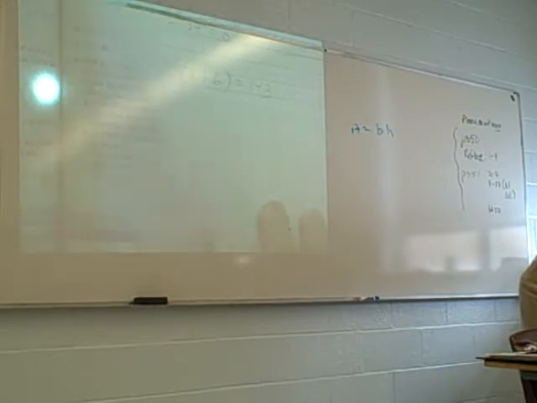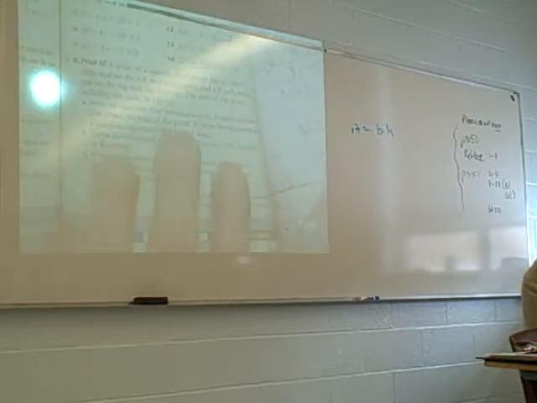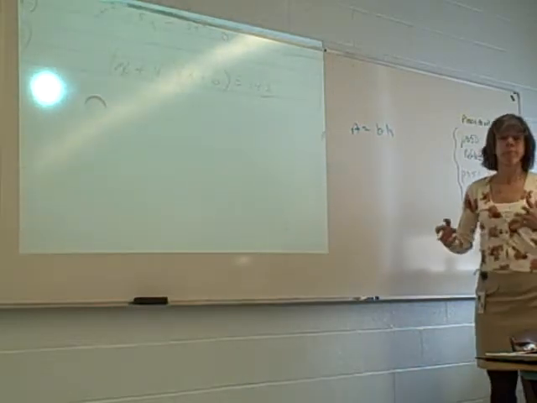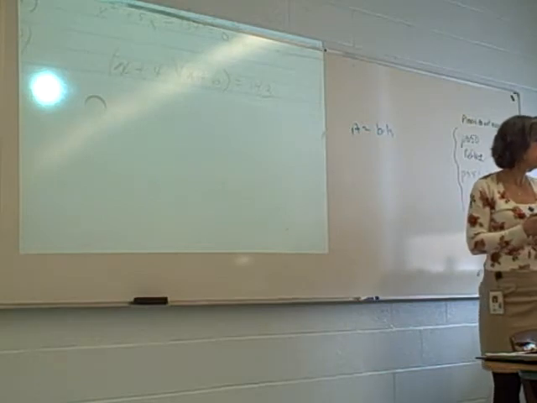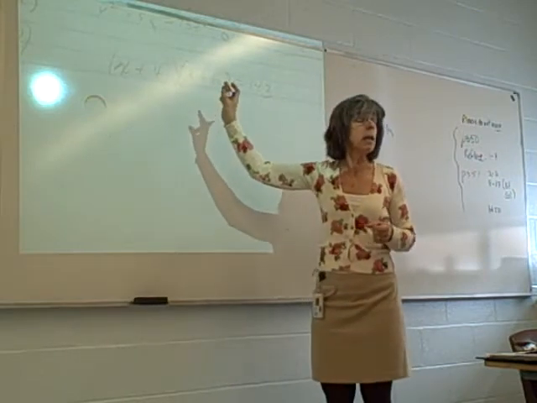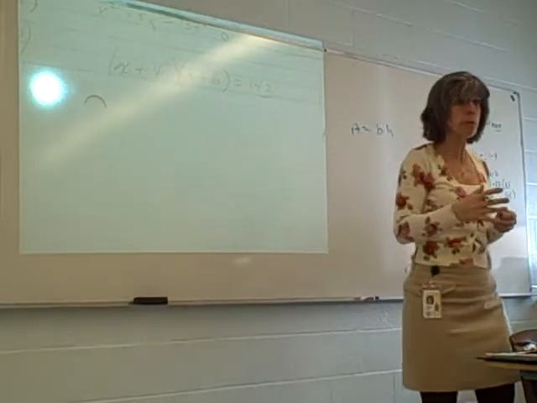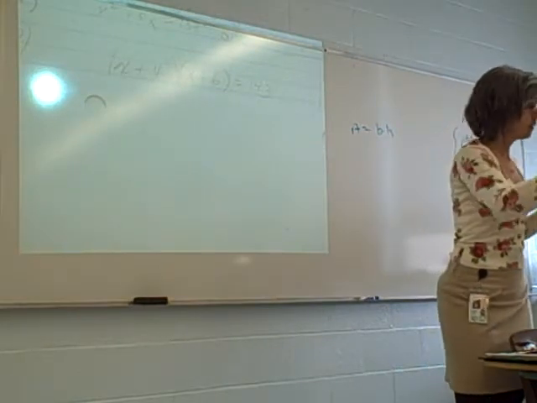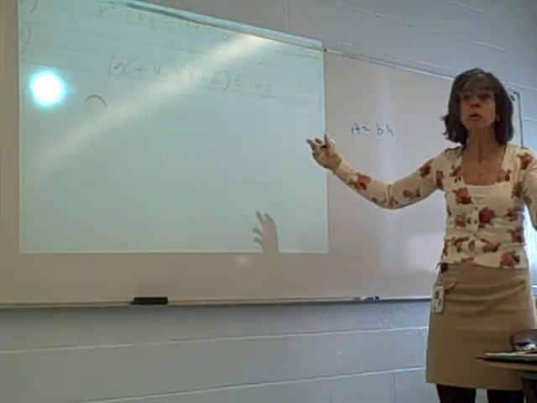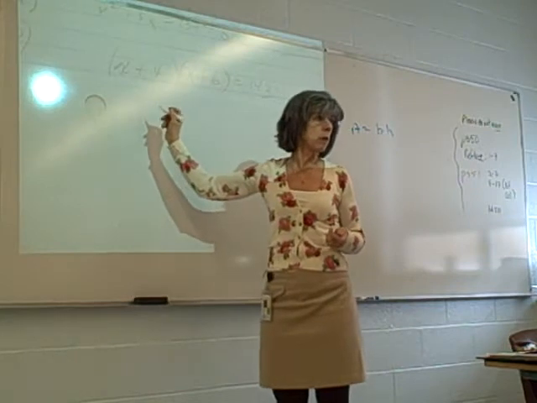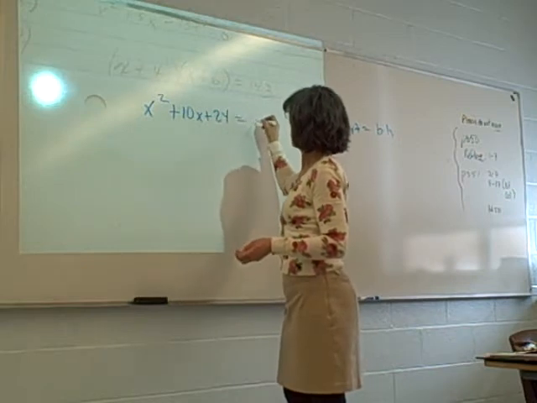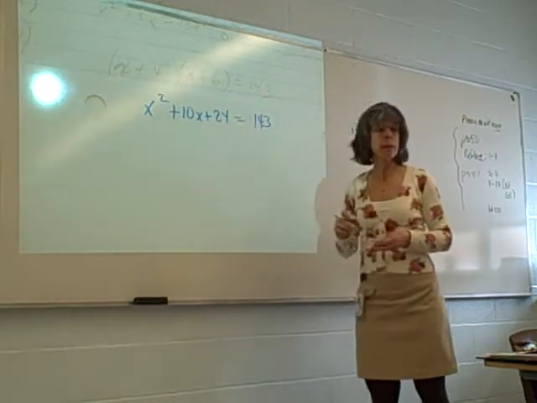All right, the next question is, rewrite the equation as a quadratic equation in standard form. What do I know that means when it's in standard form? Equals 0. So I'm going to write this. Now what I did, and if it's in standard form, what is standard form? Ax squared plus bx plus c. Okay, so what do I have to do first? I have to multiply this out. And what will I get when I multiply this out? X squared plus 10x plus 24 is equal to 143.